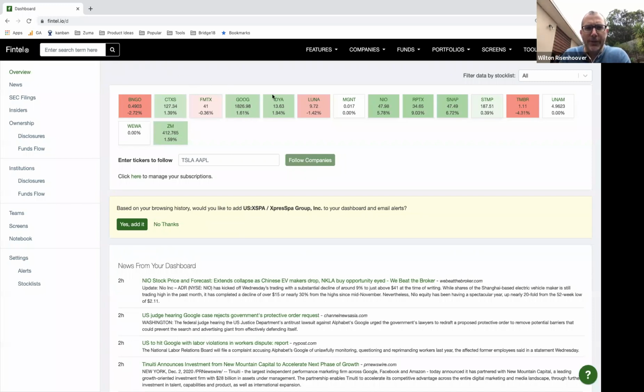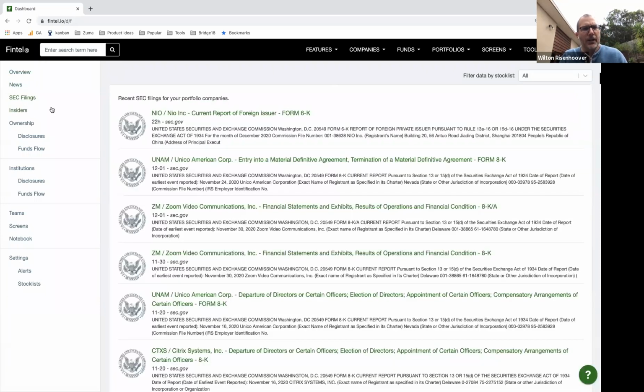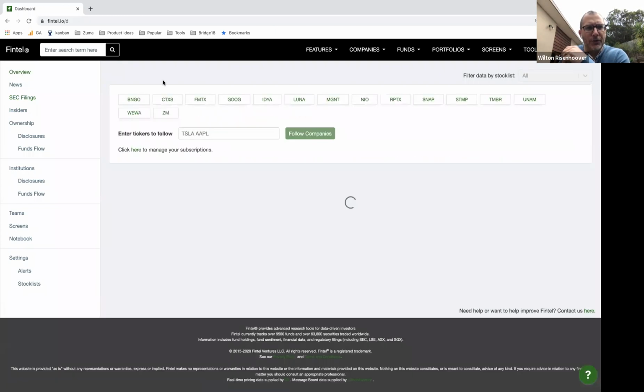You can see I have a little heat map here of the stocks that I'm following. Over here to the right, you can see stock lists, and I can show you more about that later on. You can see things like news over here, SEC filings and so forth. Really, what I try to do is break down and filter all of the data that Fintel provides and give you a unified view based on the stocks that you're interested in.